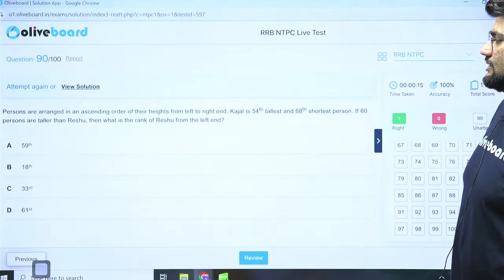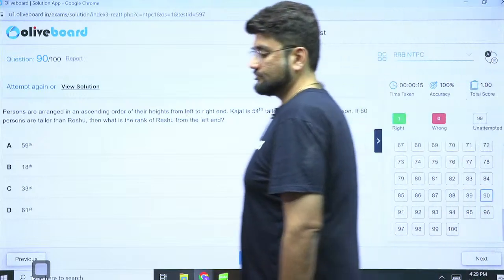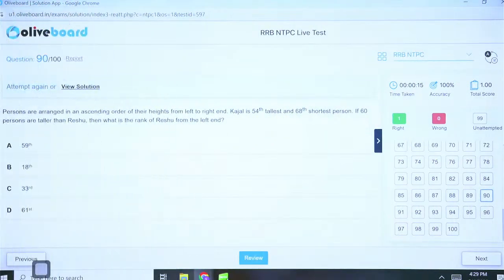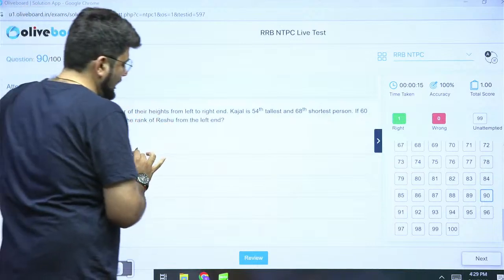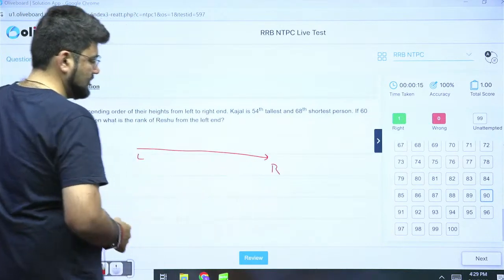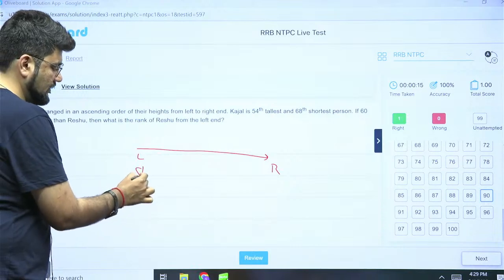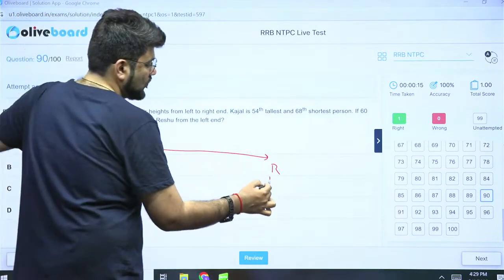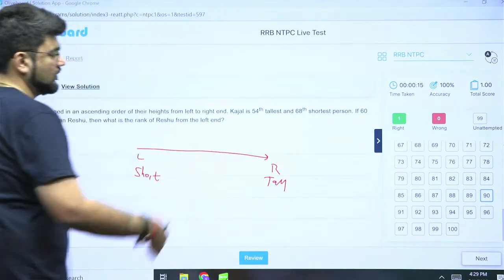Question number 90. Very interesting ranking based questions, guys. Persons are arranged in ascending order of their heights. Ascending order from left to right. That means they are in increasing order in this way. So we have short people here and we have tall people here. That's how it's going on.